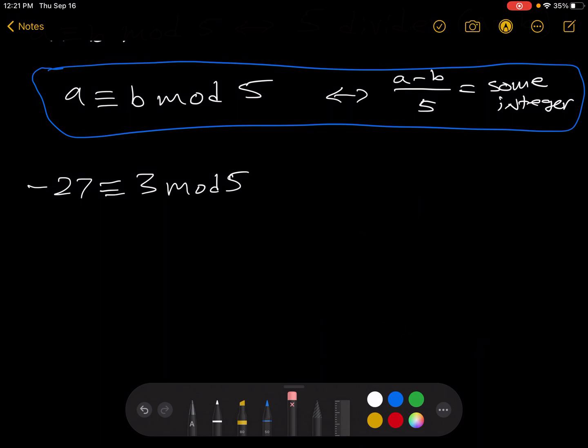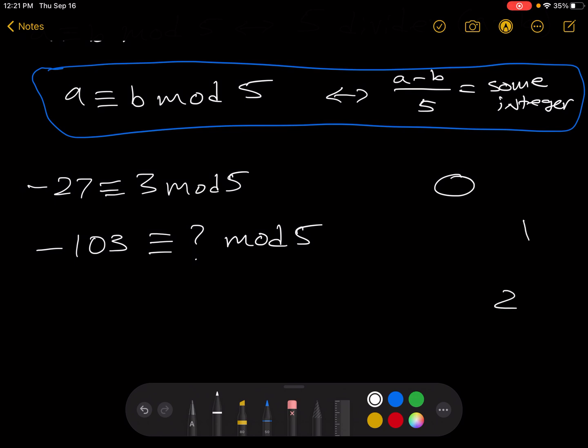Let's look at another one. How about negative 103? What is that congruent to mod 5? Well, this would require a lot of rotations counterclockwise, right? Let's see. 0, 1, 2, 3, 4. Those are all of our numbers mod 5. And we're going to have to go into the negative.